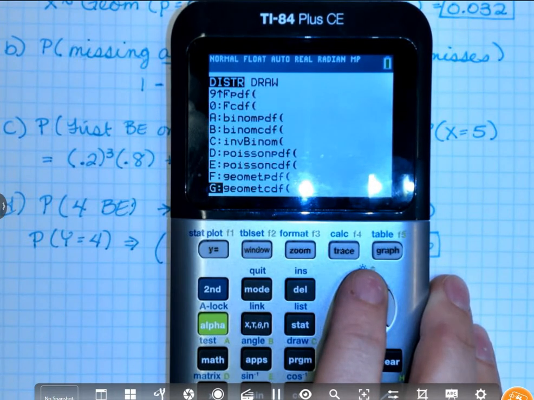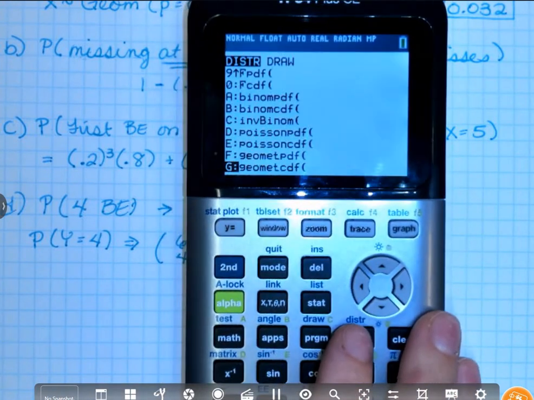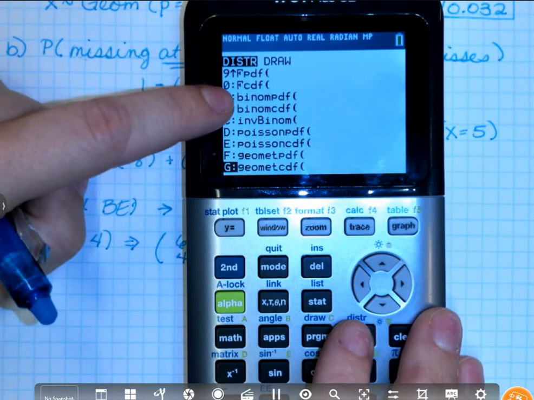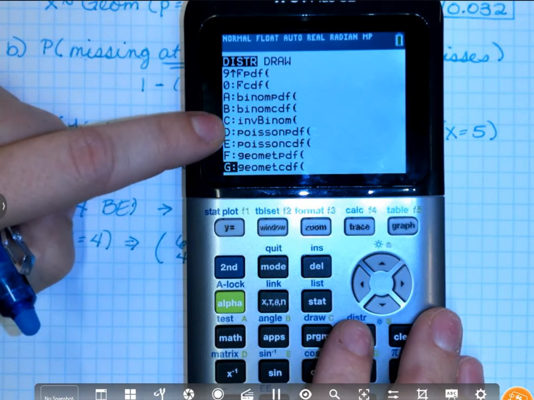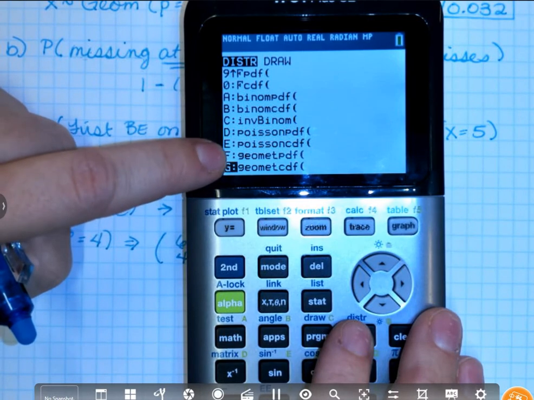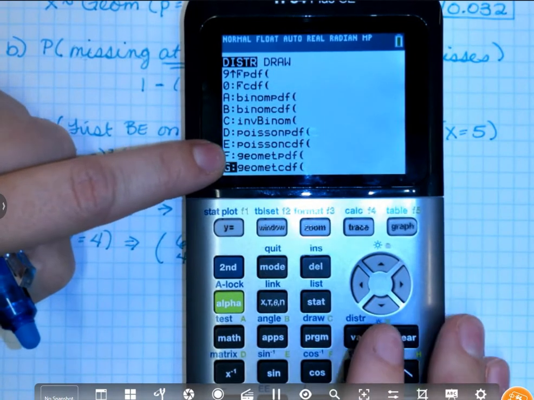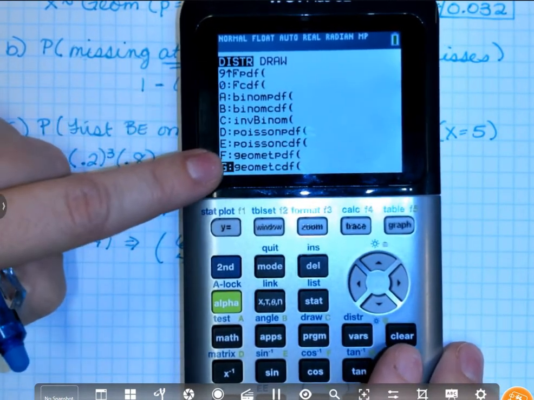Everybody there? Arrow up. Do you see what I see? Binomial PDF, binomial CDF. Some of you may or may not have the inverse binom. Don't worry about that. Don't worry about Poisson. We're not doing Poisson. It's not poison. It's not a type of fish. Poisson distribution, we're not doing that. We're doing binomial and we're doing geometric.